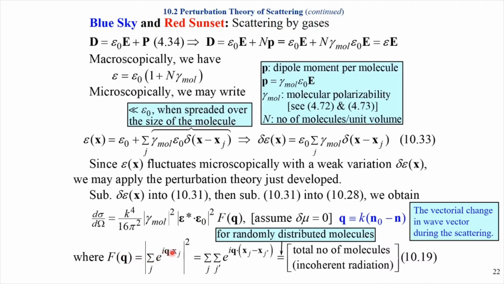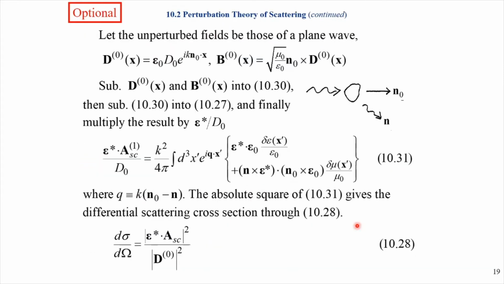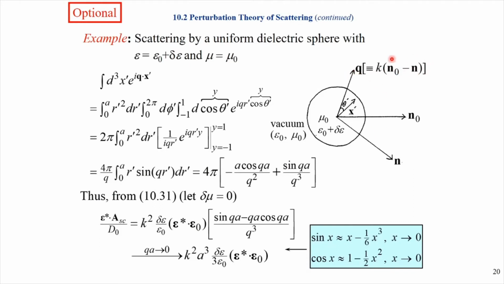Summation of exponential i q dot xj, and this one we can sum into this one. Q is the vectorial change in wave vector during the scattering. Just the change. This is the incident, and this is scattered. And k is the wave number. So the lowercase q is just defined in this one, or go back to this one. This line is defined here. Okay, that's our purpose.